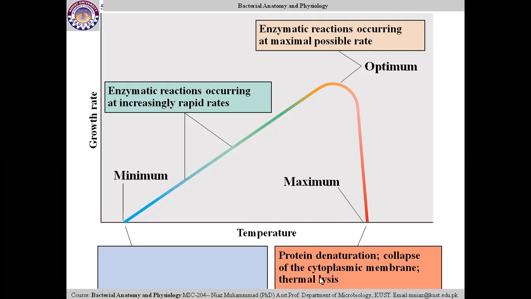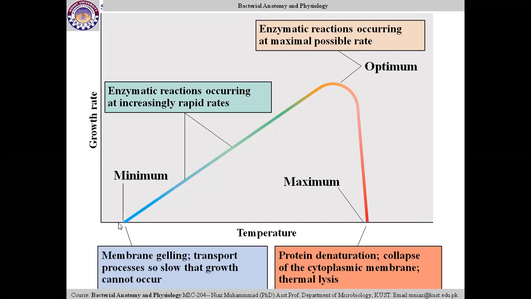When the temperature increases from this optimum temperature, what will happen? Microbes will not tolerate this temperature. Why will they not tolerate it? Because protein denaturation will start. Collapse of the cytoplasmic membrane will take place, and the bacterial cytoplasm will lyse and they will not survive.